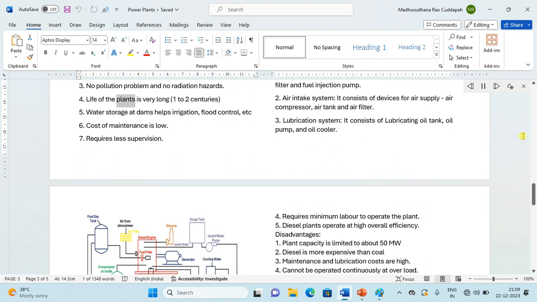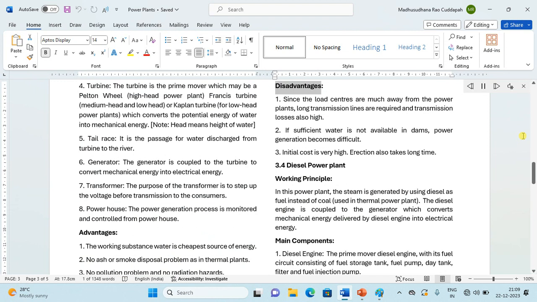4. Life of the plants is very long, 1 to 2 centuries. 5. Water storage at dams helps irrigation, flood control, etc. 6. Cost of maintenance is low. 7. Requires less supervision. Disadvantages.